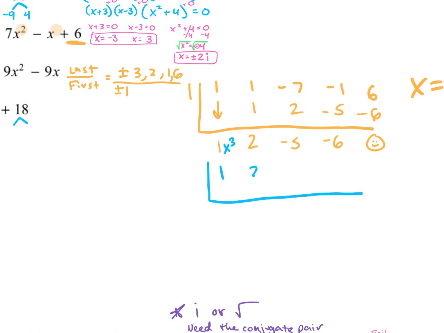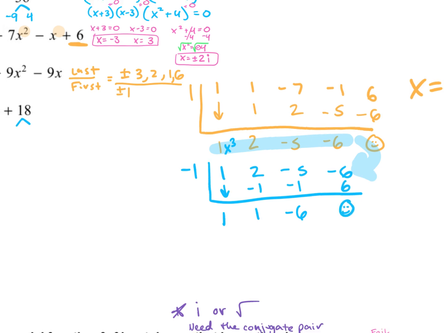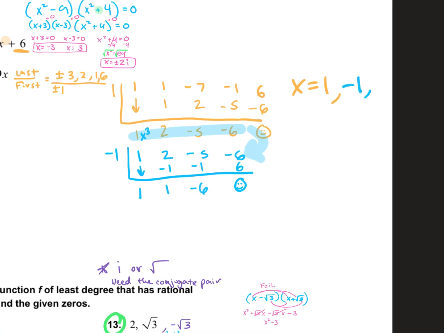So we have 1, 2, -5, and -6. A lot of people on the quiz were like, I don't know what I do from here. You just either factor this or do last over first again. So it goes in the box. Let's try -1. -1 would be 1, -1, -6, +6. Does -1 work? Yep, let's add that to the list, -1.